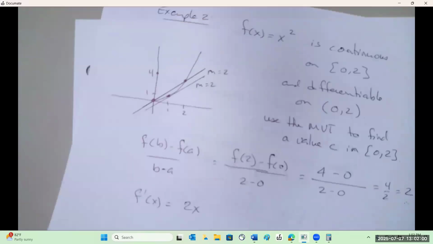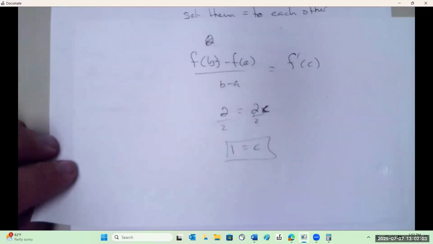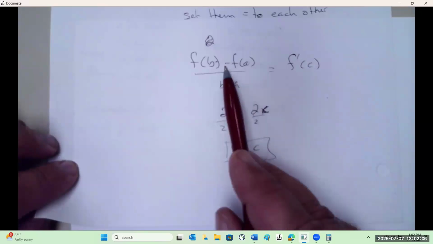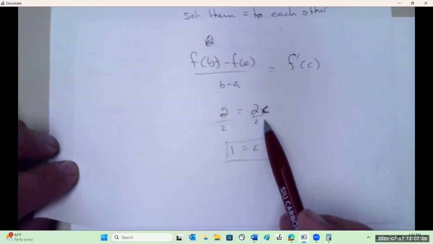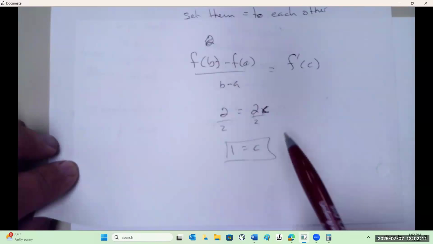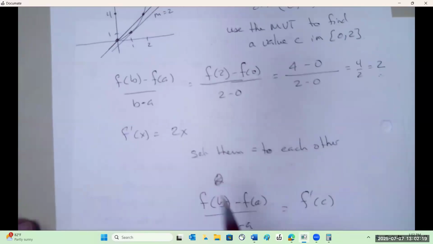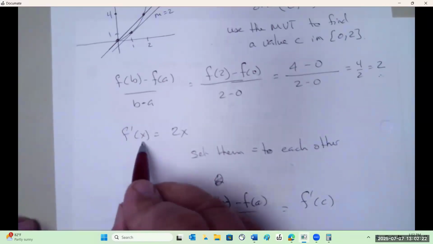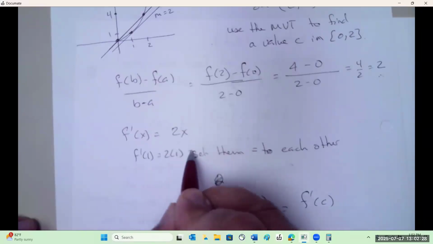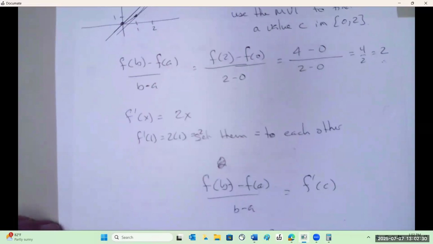Sir, if you got c as 1, how did you get m equals 2? I calculated this value, and it equals 2. The derivative is 2c. I set it equal, and I get c equals 1. Oh, and that c value is that x value, correct? It was the first derivative. This is the value I'm looking for. When x is 1, I plug that in there, I get 2. Okay.